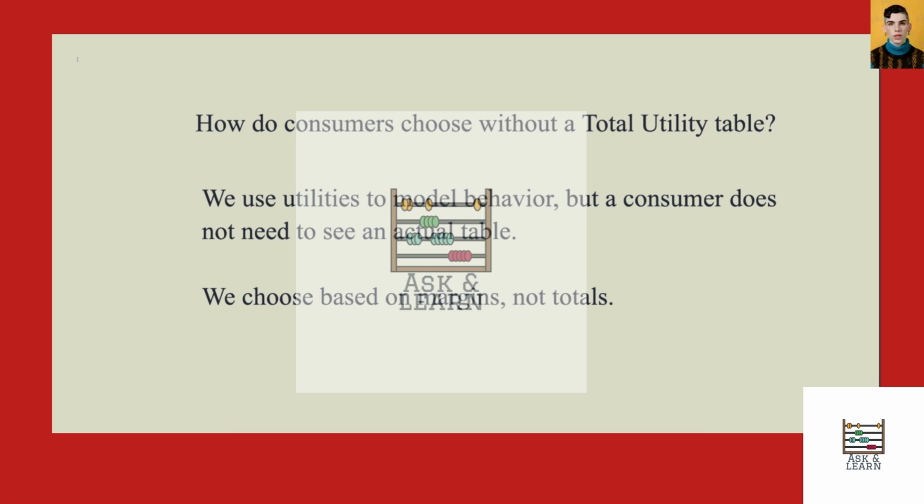And that's the second thing I want to touch on. We choose based on margins, not totals. Having a total utility table doesn't do much because, again, as consumers, we're choosing on the margin. Is the utility I get from that extra apple that I buy going to be greater than the utility I'm going to get from buying that extra orange?